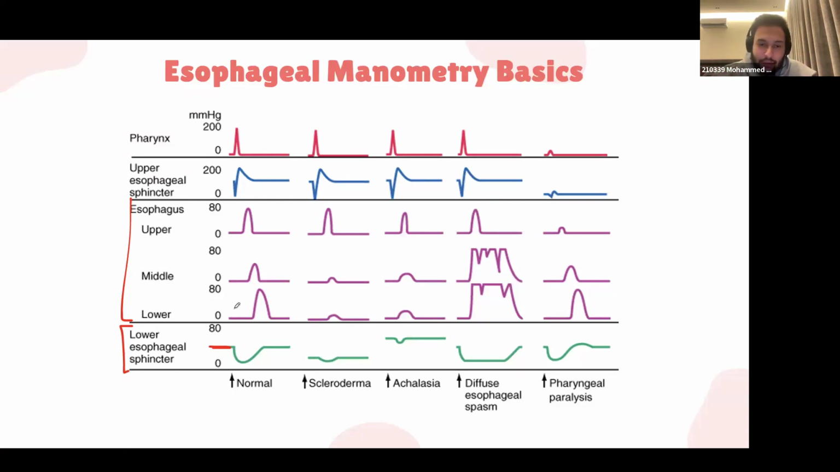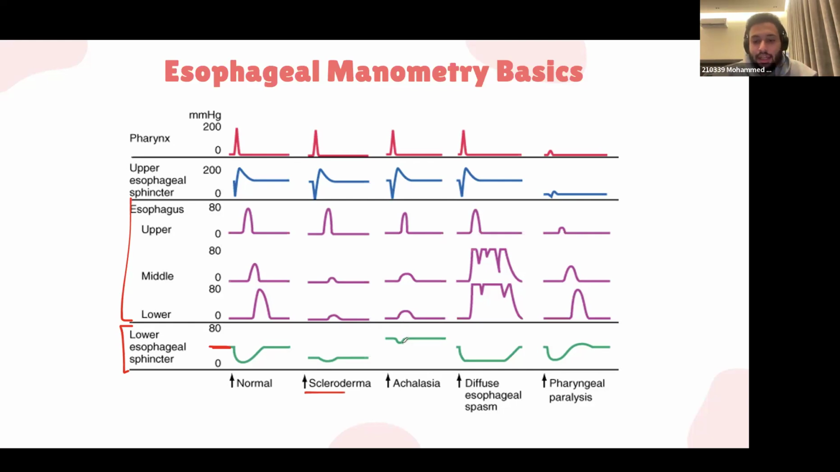Let's take an example. Here, the pharynx is normal. You can see the increase in pressure. The upper esophageal sphincter relaxes normally, then constricts normally. The upper esophagus is normal. Then you go into the middle and the lower esophageal sphincter, and the pressure is low. What is this disease? Scleroderma. Tamam. Specifics of this, inshallah, in a separate slide.